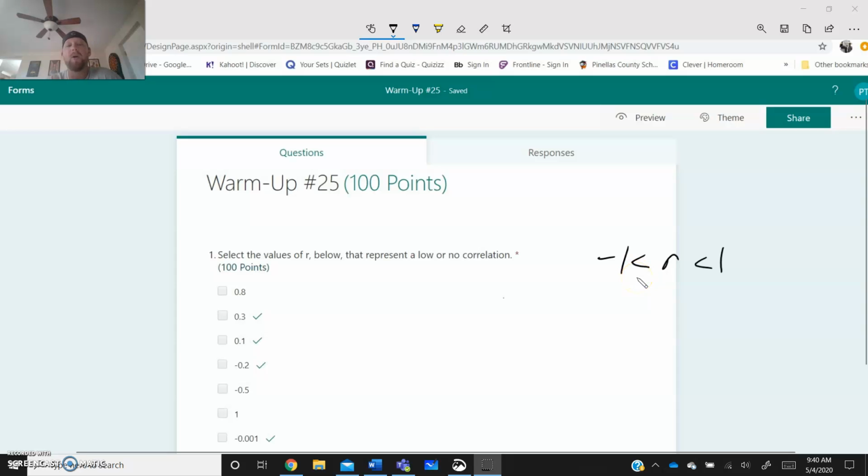Anything that would be low or no correlation is pretty much 0.3 or lower, or -0.3 or higher. +1 will definitely be a high correlation because it equals 1. And -0.001, that's super low. That's going to be really, really close to 0, so that would almost be no correlation at all. All right, that's going to be your answer, guys.